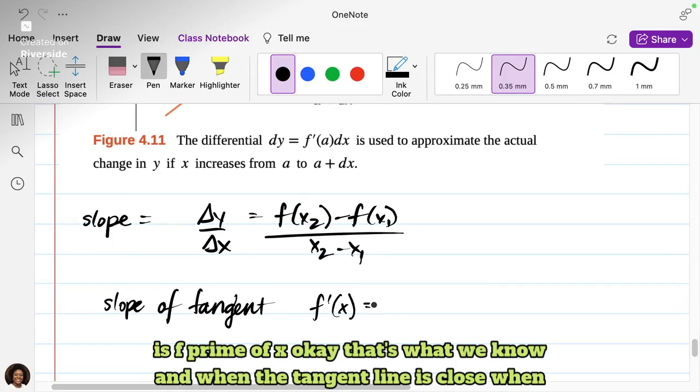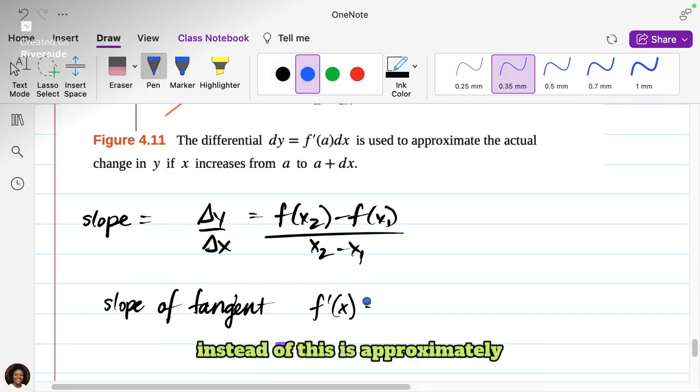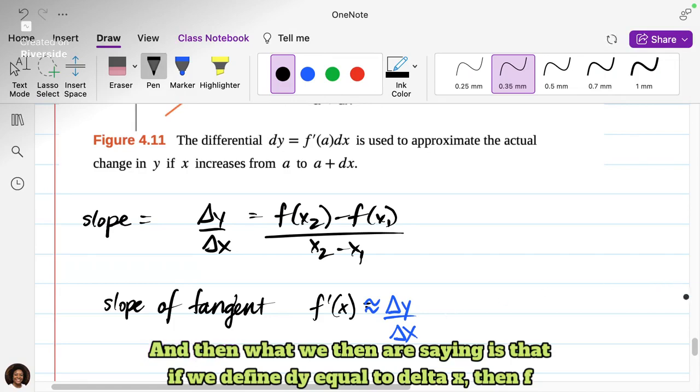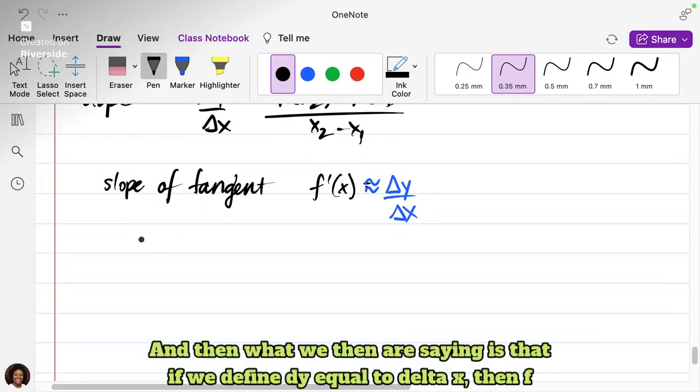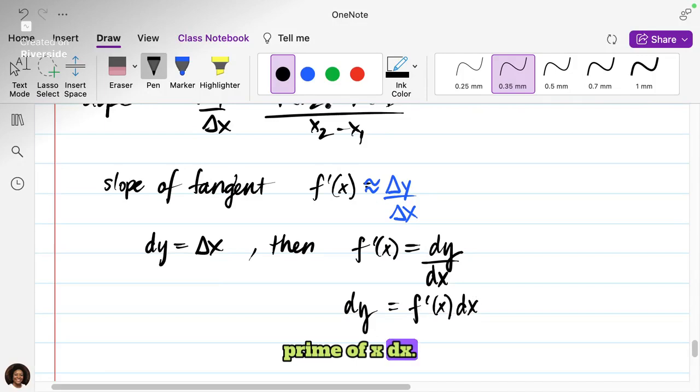And when the tangent line is close, when your point is close to the function, this is what we're saying. We're saying that this is approximately delta y over delta x. And then what we then are saying is that if we define dx equal to delta x, then f prime of x is equal to dy divided by dx, or said another way, dy is equal to f prime of x dx.